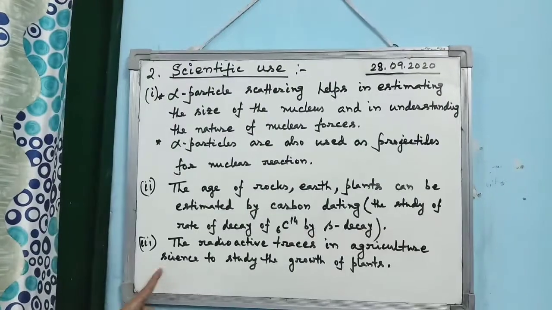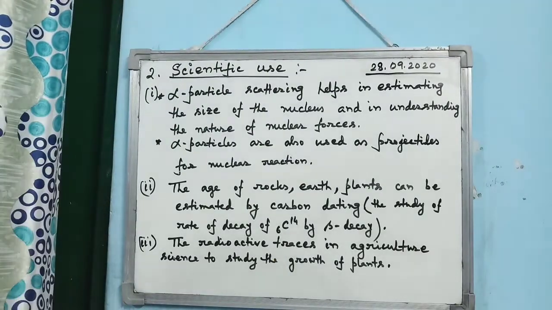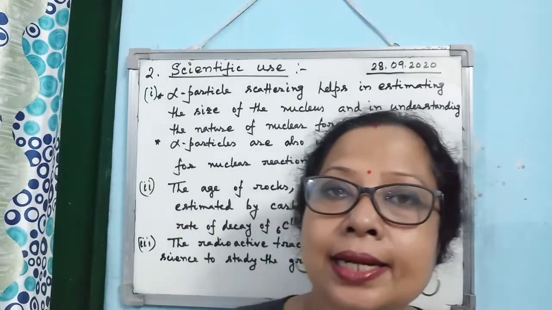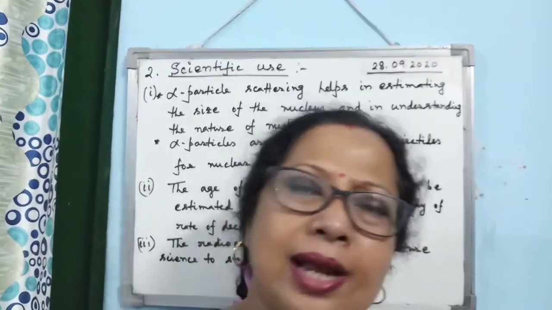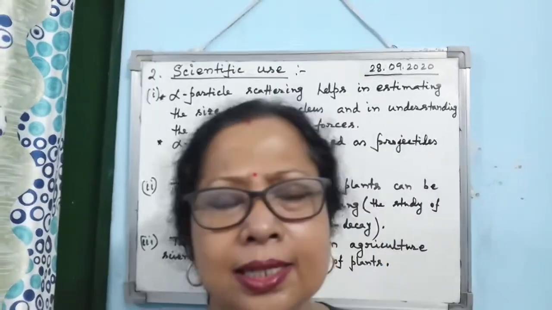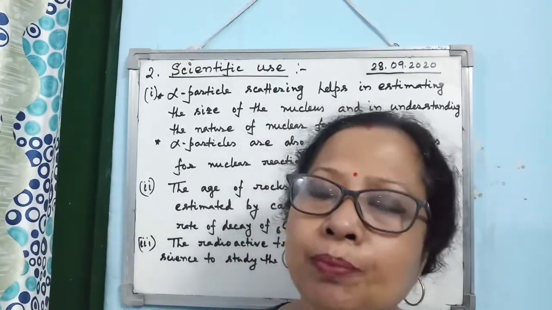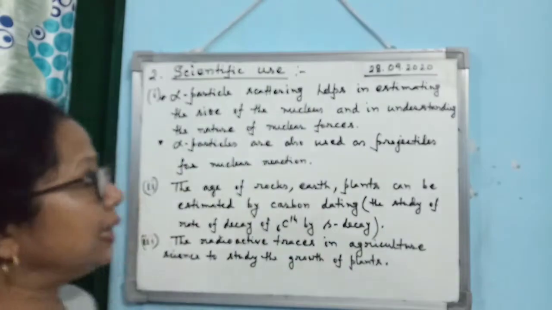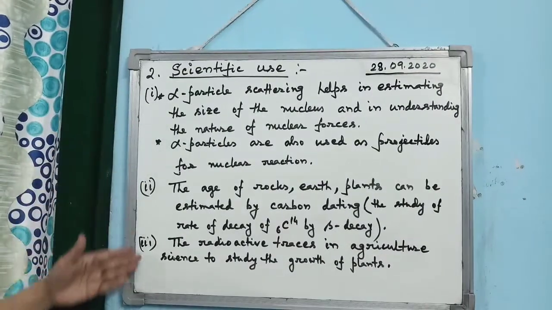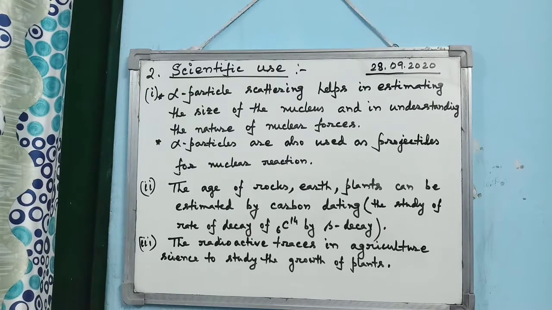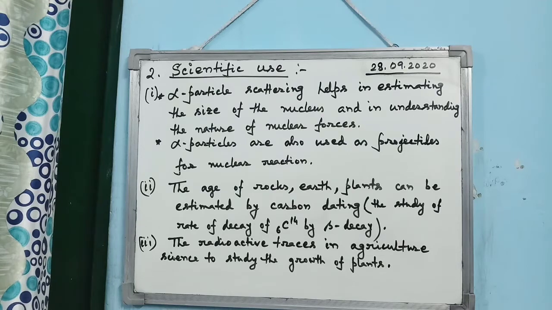And the third use: radioactive tracers are also used in agricultural science to study the growth of the plant. Certain radiophosphates are used, and where the radiophosphates are going, what kind of reaction they are doing. By studying all these things, you can study the growth of plants in agricultural science. So these are the 3 scientific uses of radioisotopes. You must note down point-wise and kindly learn it, because no numericals are involved, and they are very interesting points, so easily you can learn and remember them.